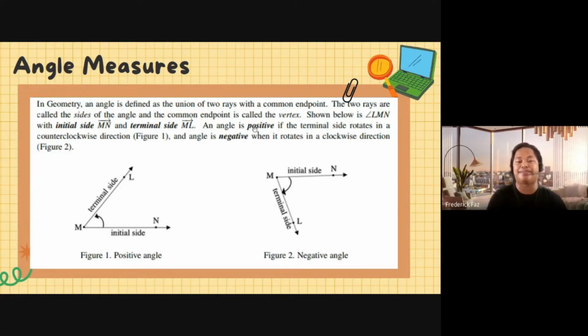An angle is positive if the terminal side rotates in a counterclockwise direction. So we have a positive angle in figure 1 and a negative angle in figure 2, since the terminal side rotates in a clockwise direction.